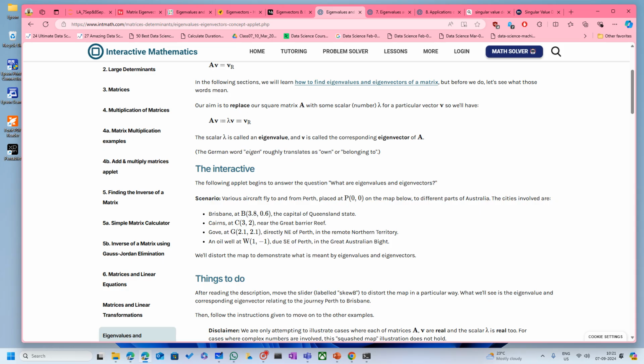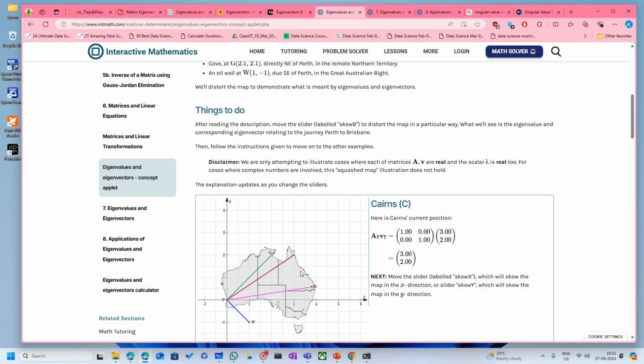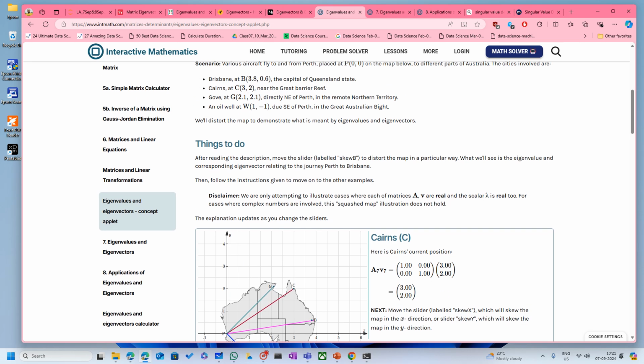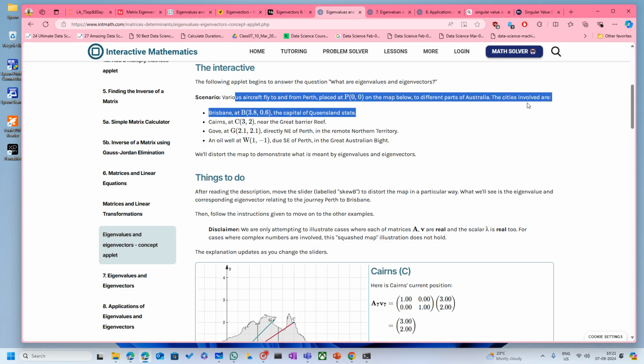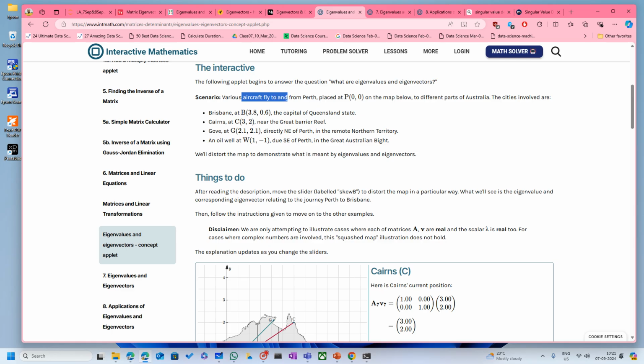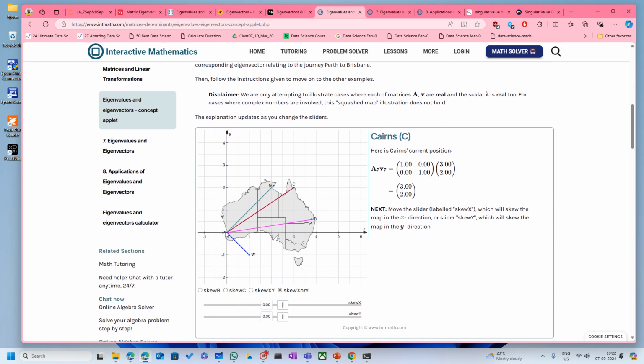So here let v be some vector, and to that first we will try to multiply with matrix A and lambda. In this plot they have already calculated certain vectors. They are trying to map a real world scenario where an aircraft flies from certain cities. There is a city called Perth; if it flies to and fro Perth, then it is placed at P of 0 comma 0.